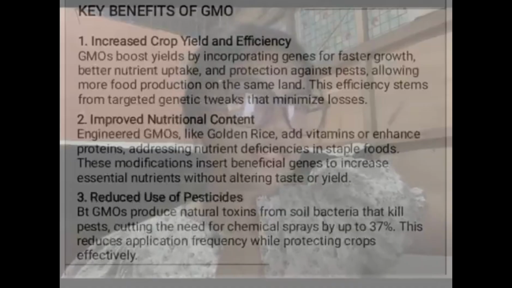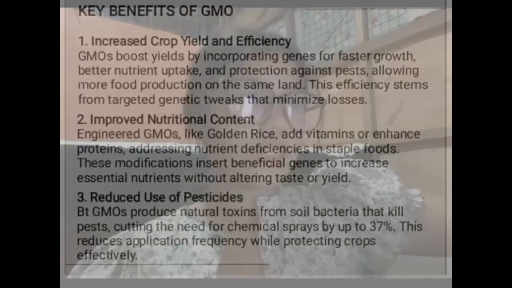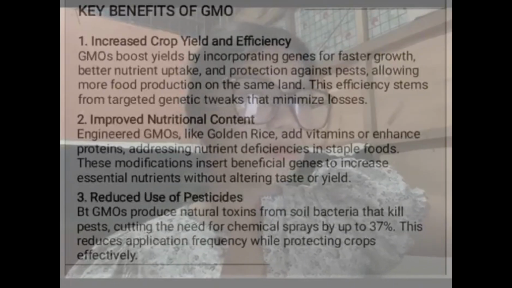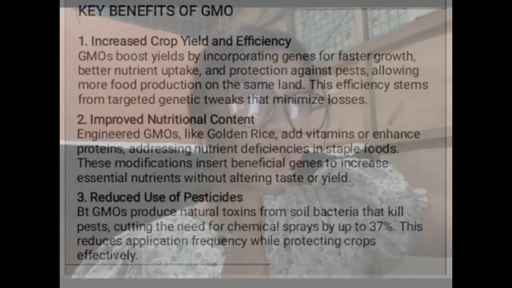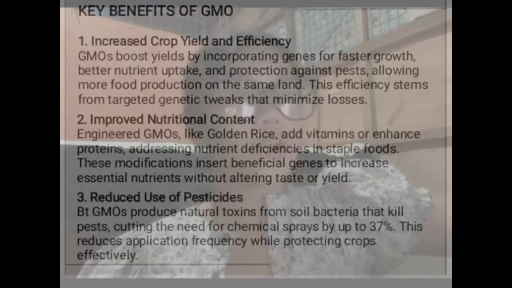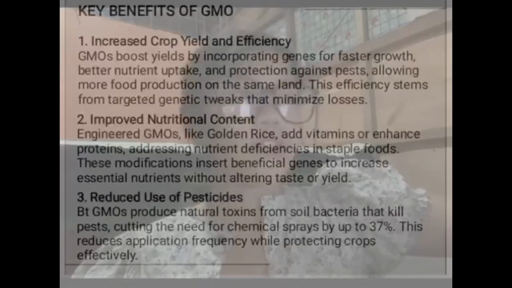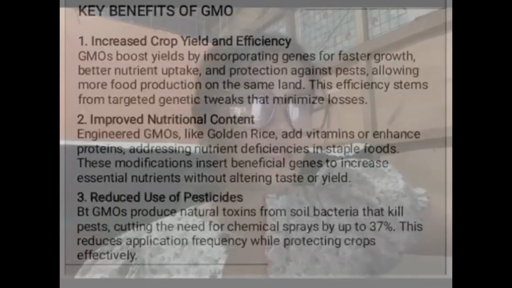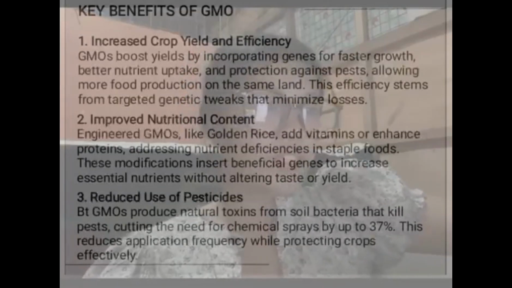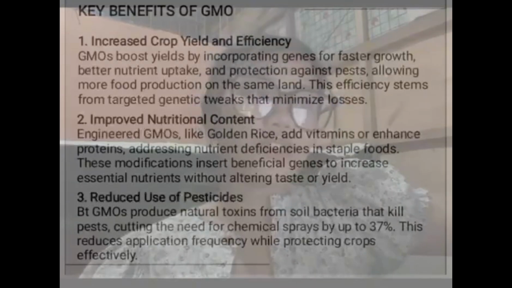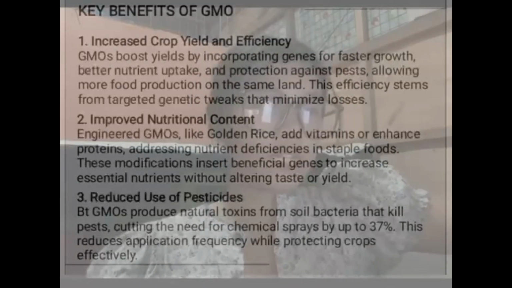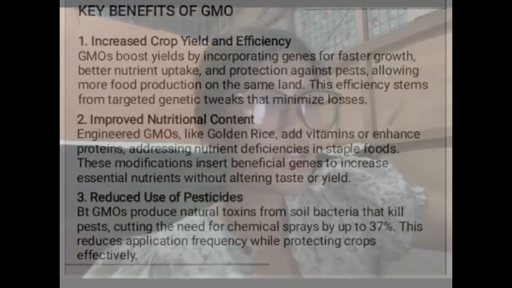So now, the second one is improved nutritional content. We have engineered GMOs like golden rice with vitamins or enhanced proteins, addressing nutrient deficiencies in staple foods. These modifications insert beneficial genes to increase essential nutrients without altering taste or yield.